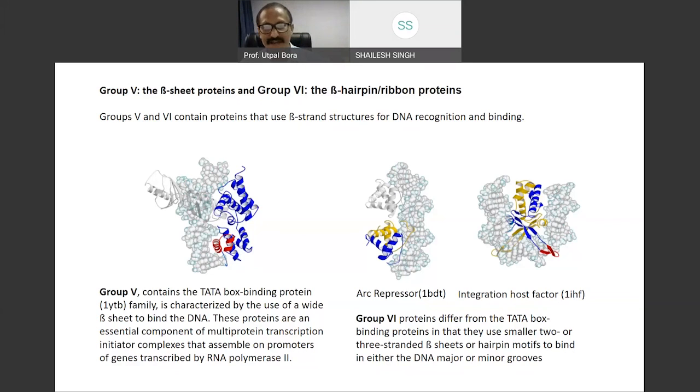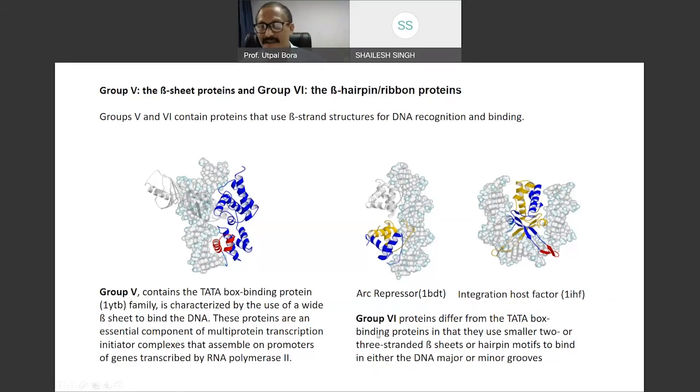This contains the TATA box binding protein family and is characterized by the use of a wide beta sheet to bind the DNA. These proteins are an essential component of multi-protein transcription initiator complexes that assemble on promoters of genes transcribed by RNA polymerase 2.